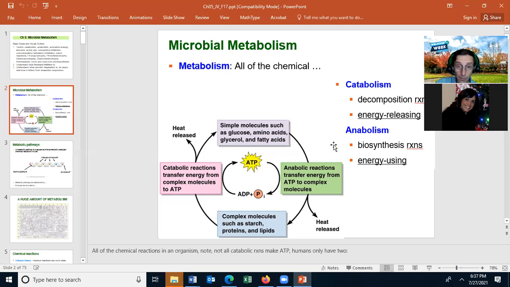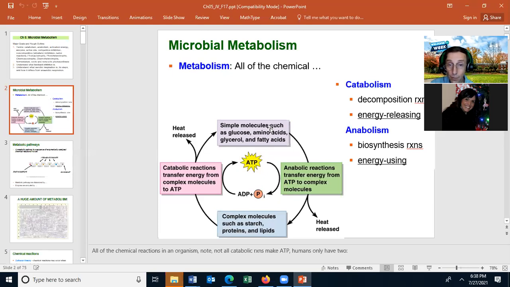Catabolic reactions are energy releasing, meaning the energy of starch has a lot more energy in it than the energy stored in glucose, and so to break starch into glucose, energy is given off. Any questions about that?